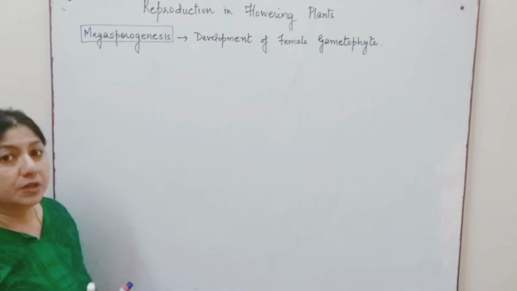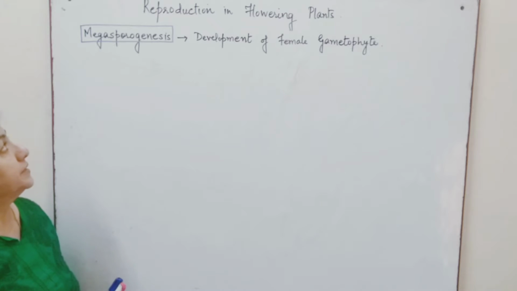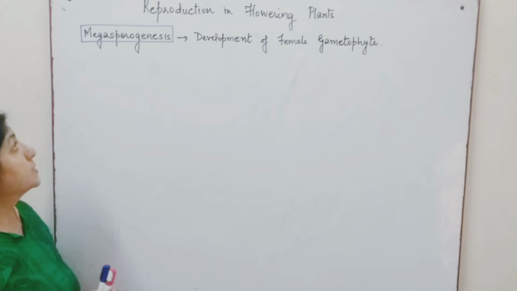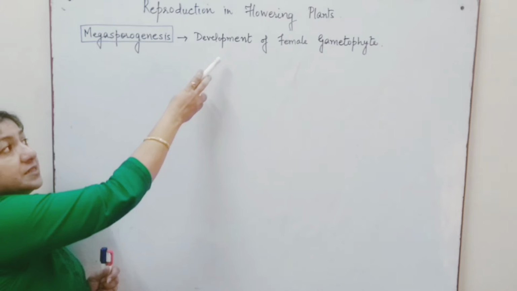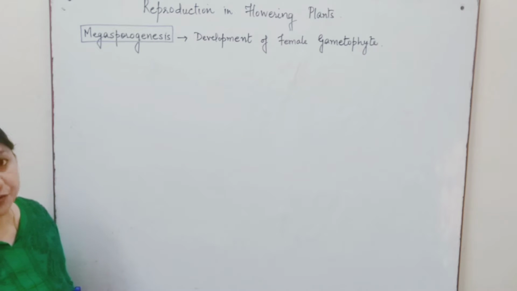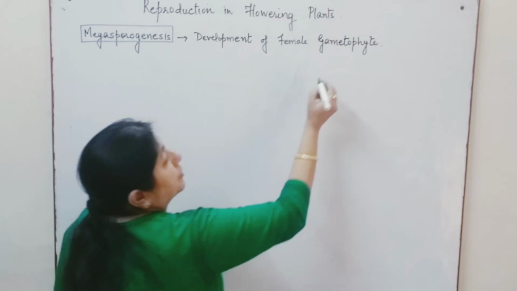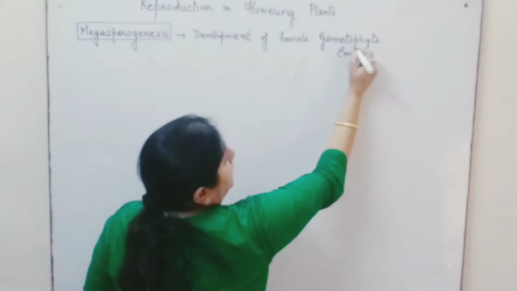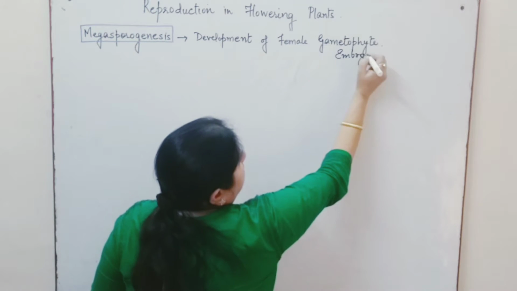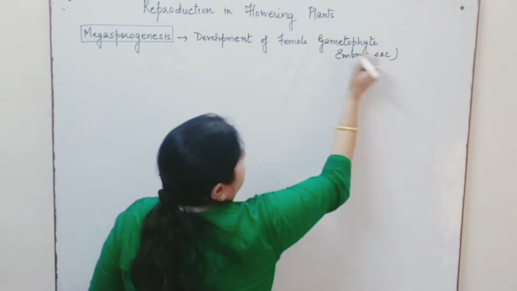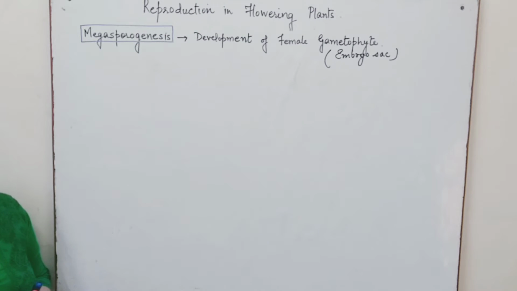In this video, we'll be trying to understand the process of megasporogenesis, that is the development of the female gametophyte or the embryo sac. Here we are going to understand the process by which the embryo sac formation takes place.